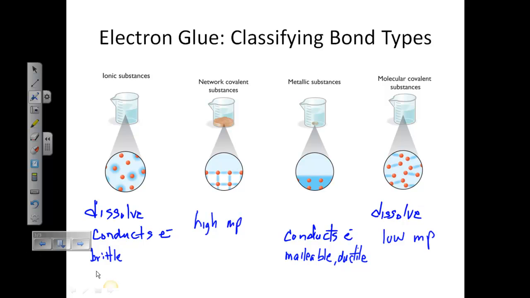Ionic compounds tend to be solids at room temperature. Network covalent are very strong solids. Metallic substances can be mostly solids. They have varying melting points. Some are very soft at room temperature and some are very hard. And finally, molecular covalent substances, with their low melting points, a lot of these are gases and liquids. Although we do have solids as their molecular structure gets larger.